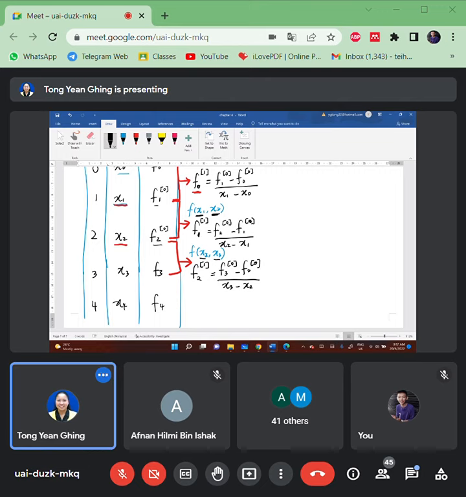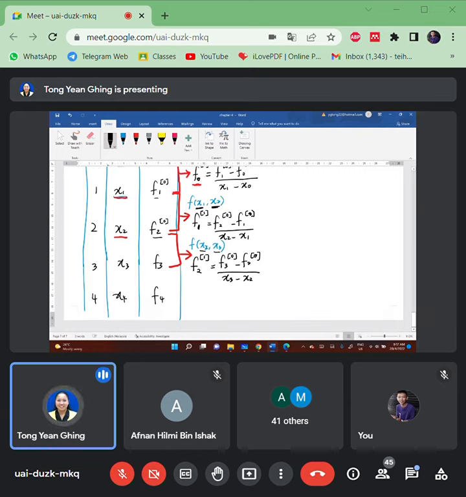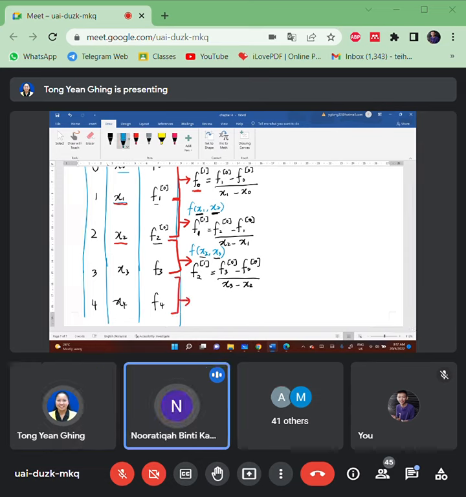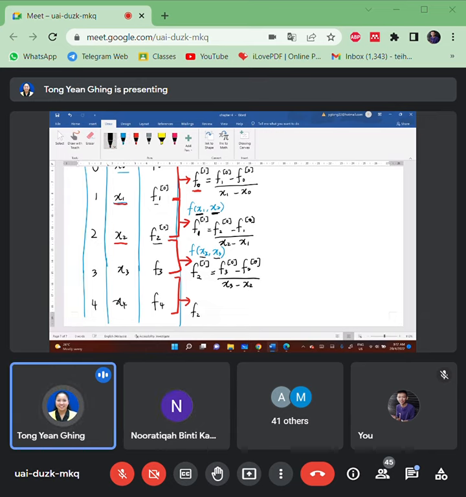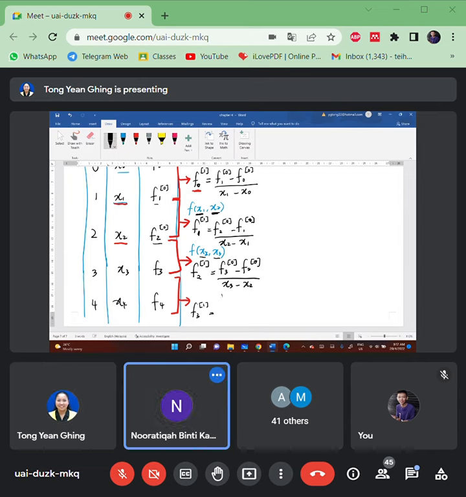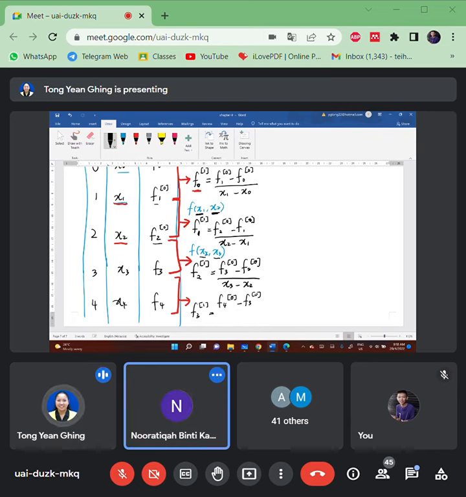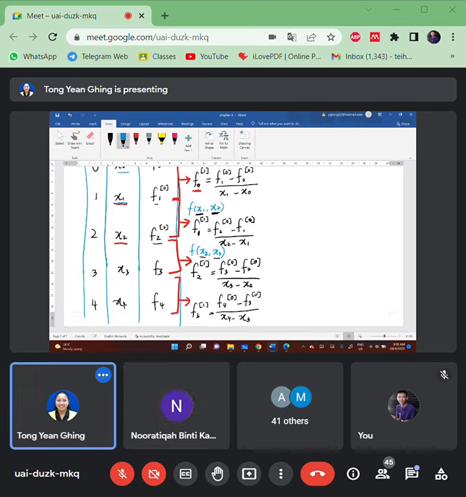Okay. Sekejap. Boleh. Noratika. And then in the next, this one, macam mana? f3,1 equal to f4,0 minus f3,0. Bahagi x4 minus x3. Yes, good. Thank you. Okay. So this is the first divided difference.